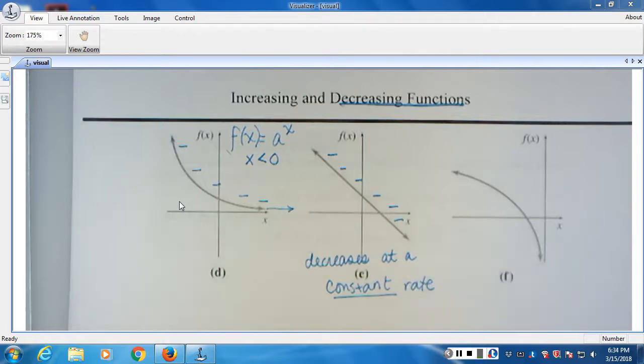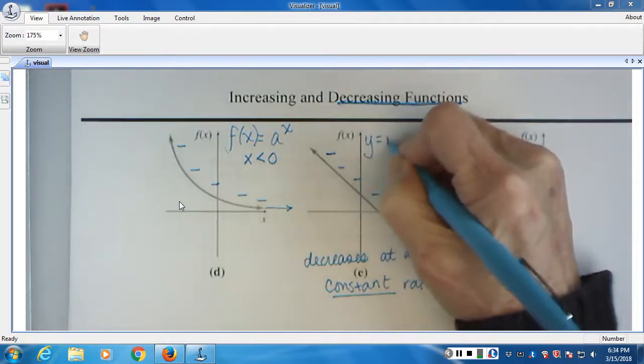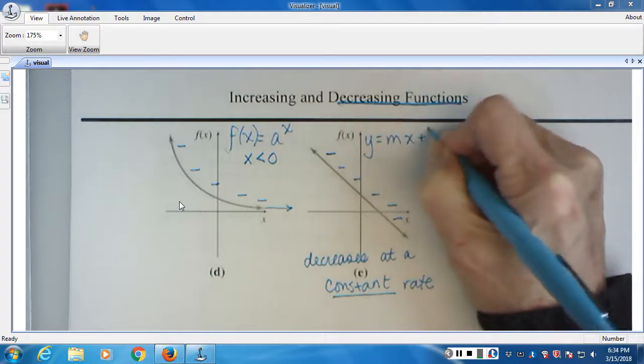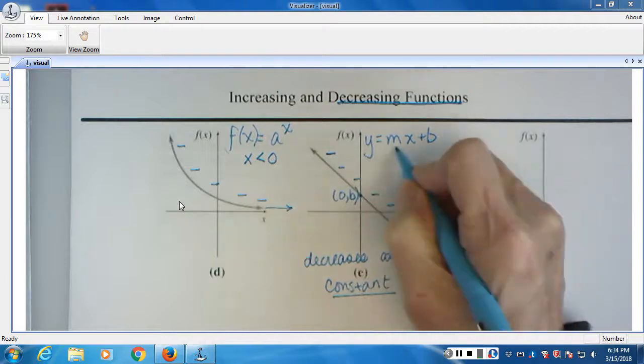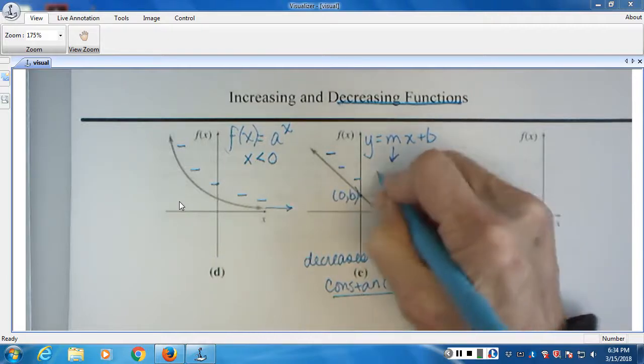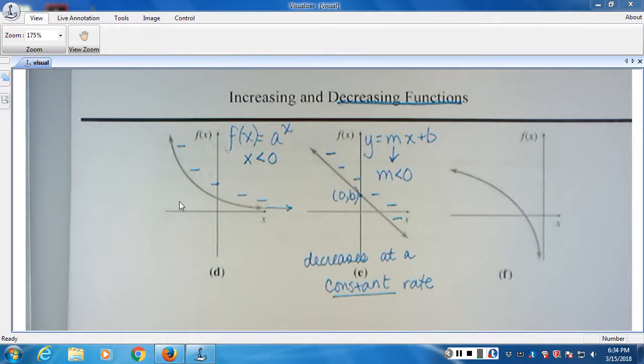it decreases at a constant rate. This is the line like y equals mx plus b, and again, this just simply tells us that that's the point (0, b). But it tells us that m, the slope, is less than 0. It's negative.